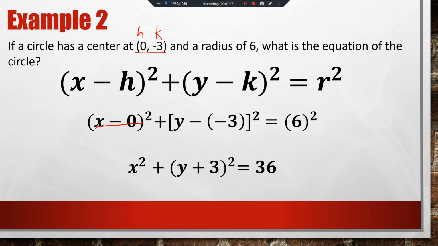So once again, if your h is 0 or your k is 0, automatically your x and y there will now be squared. So therefore, this is now the standard form of the equation of the circle.